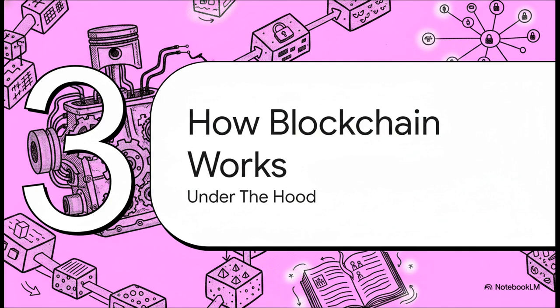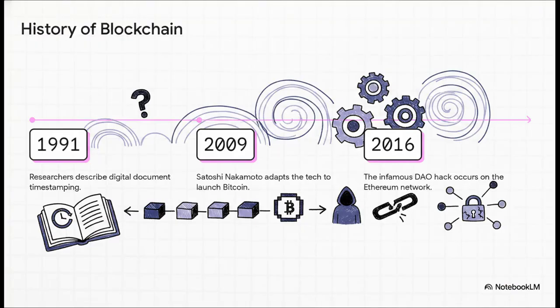Section 3. How a blockchain works. Let's look under the hood. It's time for us to peel back the layers of that shared diary analogy and see the actual digital mechanics driving this network. But before we get into the gears and wires, let's grab some swift historical context. A lot of people just assume Bitcoin invented blockchain, but the foundational idea actually dates way back to 1991, when researchers first described a technique for timestamping digital documents so they couldn't be tampered with. The tech sat mostly unused for years until 2009, when the pseudonymous Satoshi Nakamoto adapted it to launch Bitcoin.